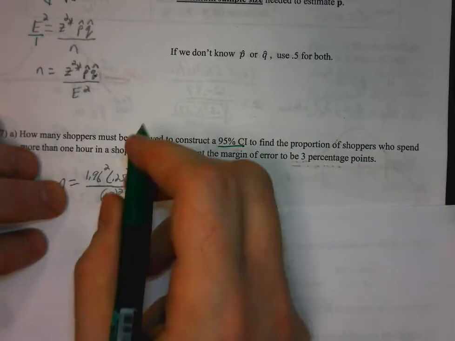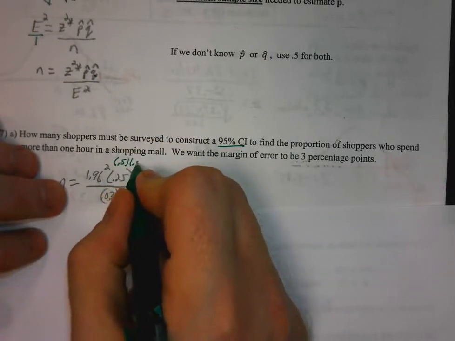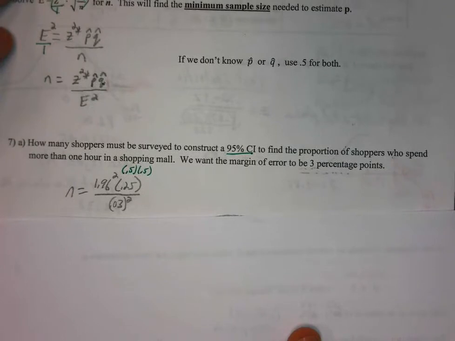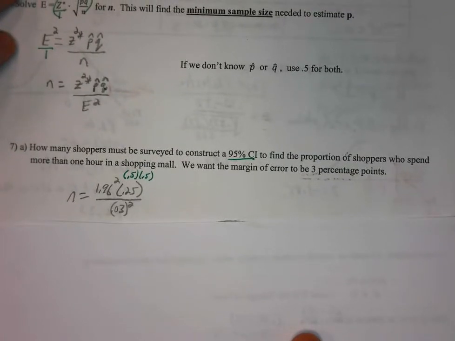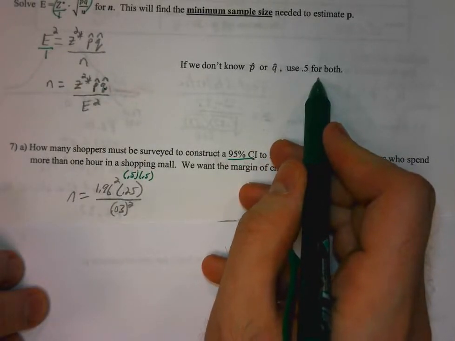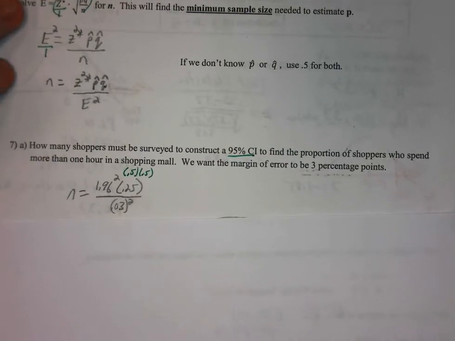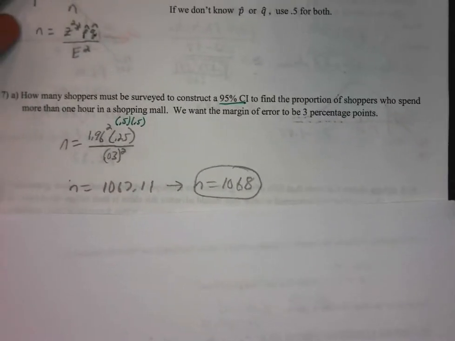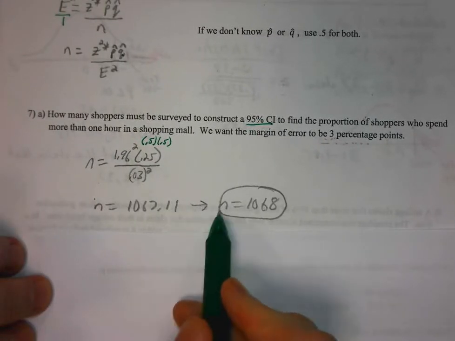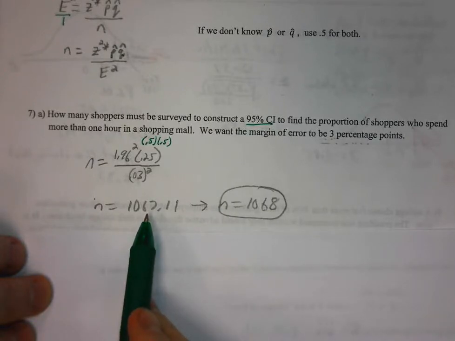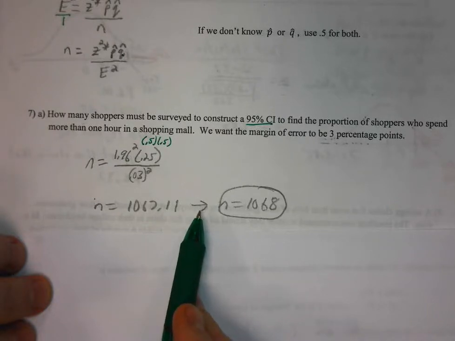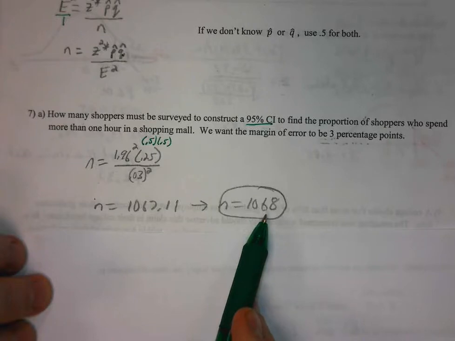The 0.25 is coming from 0.5 times 0.5, because they didn't tell us they took a sample, or what proportion of people spend more than an hour. They didn't tell us that, so we have to use this idea here, 0.5 for both p hat and q hat. That's just calculator work, and you get 1067.11. You're always going to round up to the next whole number on this. You can't take 0.1 of a person, so you have to go up to the next whole person, which is the 1,068th person.